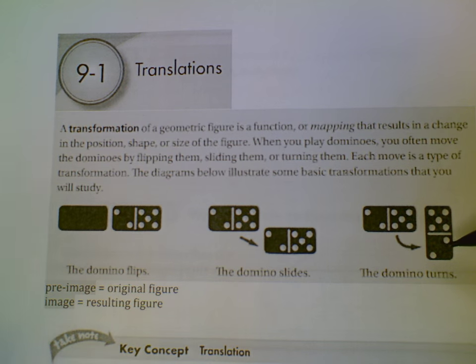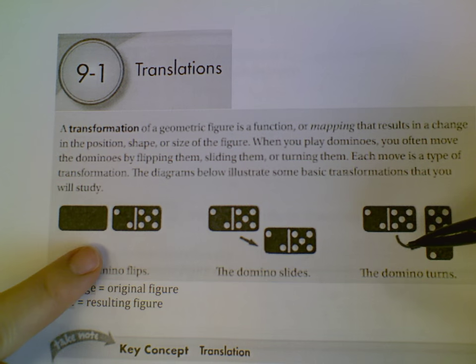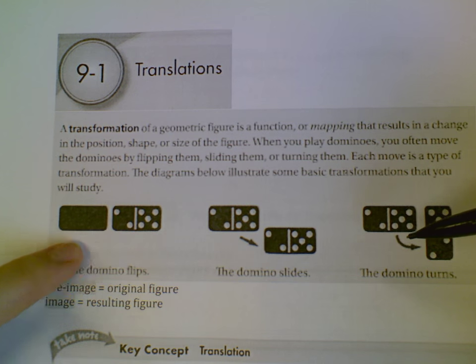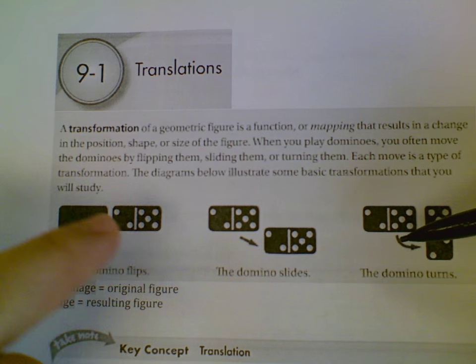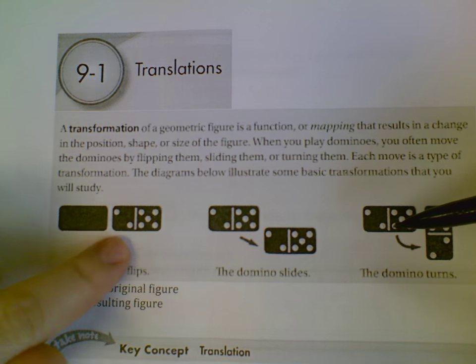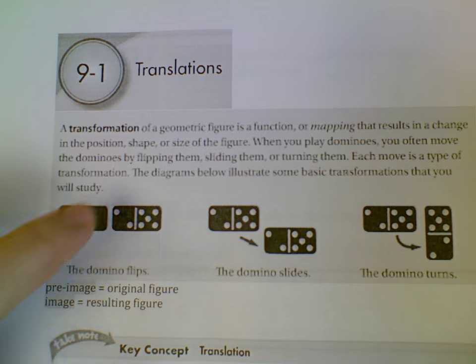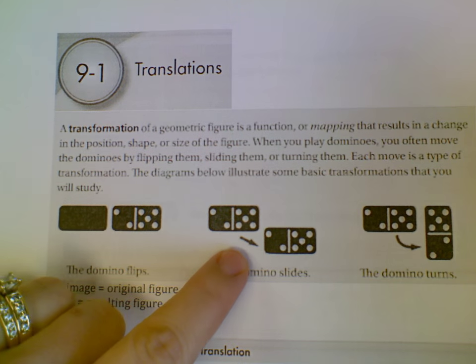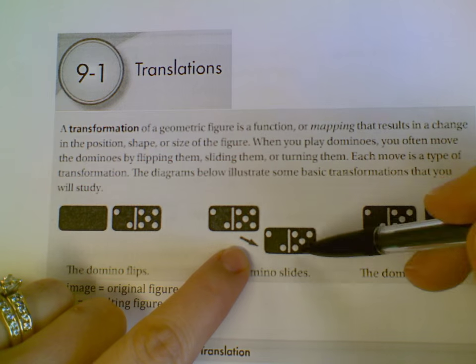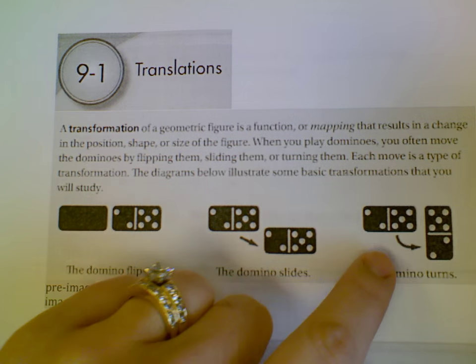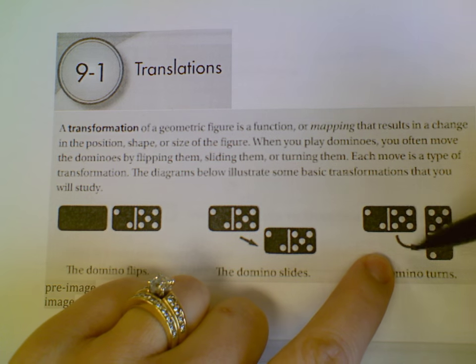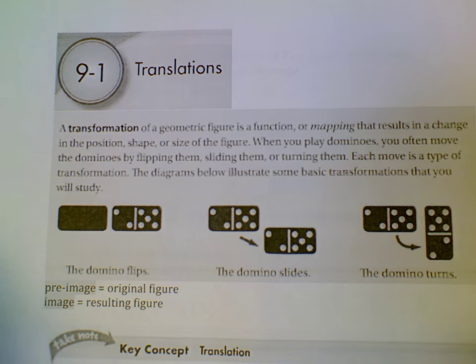turning them. So this first one would be an example of a translation, which is what we're going to do today. We're just going to move them. Or sorry, this first one is an example of reflection because you're flipping it across there. This second one is an example of a translation, so you're just moving it from side to side. And this last one is a rotation where we rotate. So we're going to practice these three.